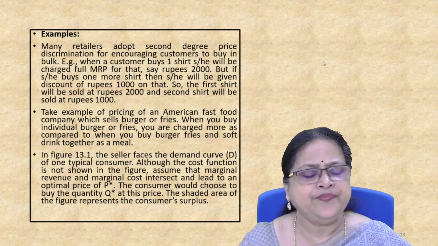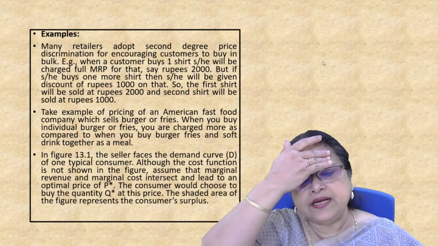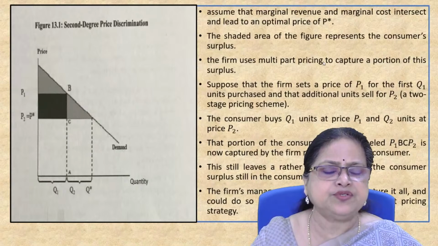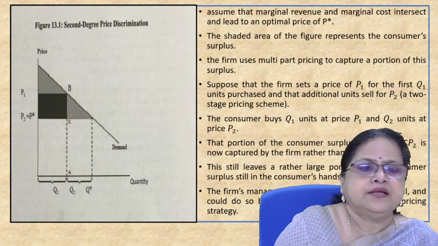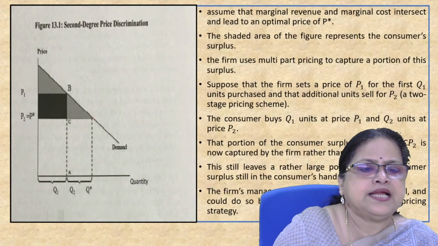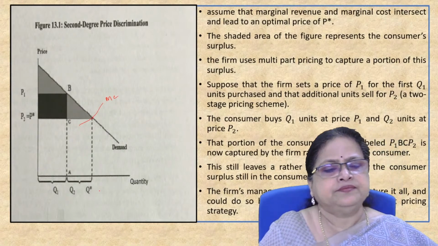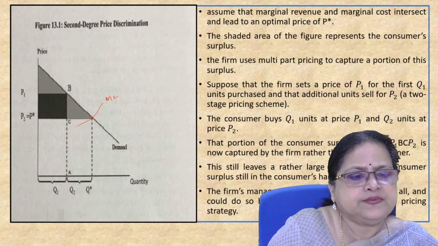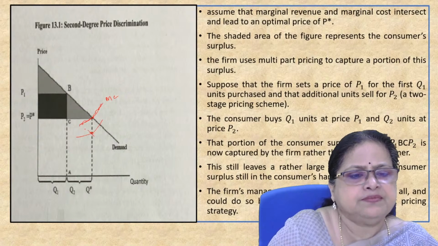Now let us go to the figure. There is a graph. Let us say the seller faces the demand curve D of a typical consumer. Although the cost function we haven't shown here. Now suppose the equilibrium condition is here, at this point marginal revenue is equal to marginal cost, and this is the price.